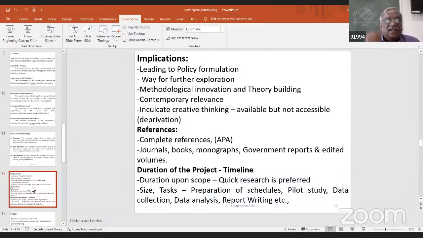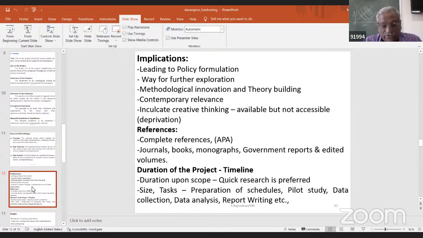And the reference section should have complete references, which include journals, books, monographs, and also the government reports, both at the global level as well as local level, and the edited volumes, which include the proceedings, etc.